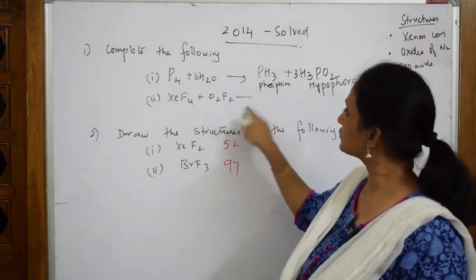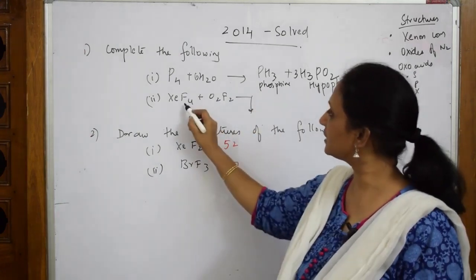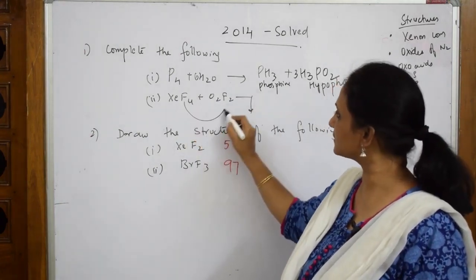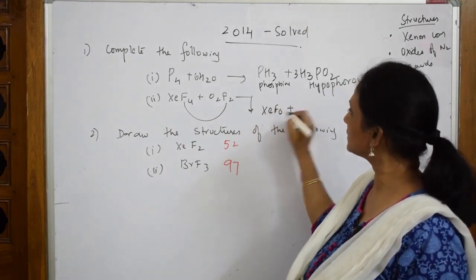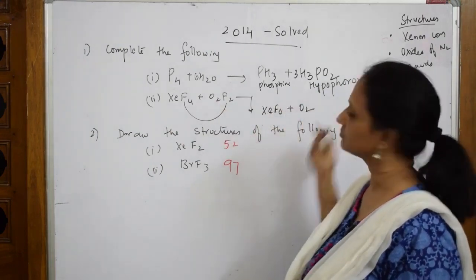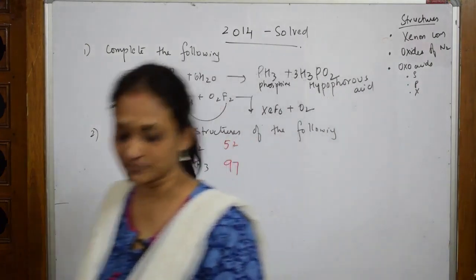Done. Now when I have to see this reaction, again simple, just see XeF4 plus XeF2. What will happen? XeF6, isn't it? What else is left? We're left with oxygen. That's it. Simple addition reaction.